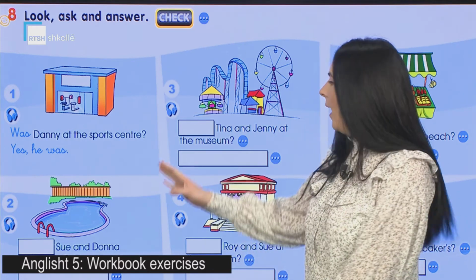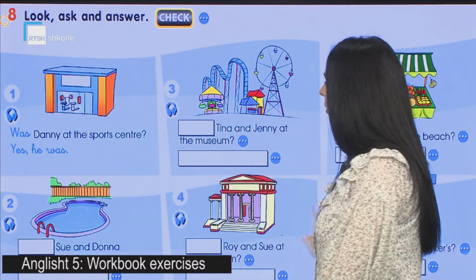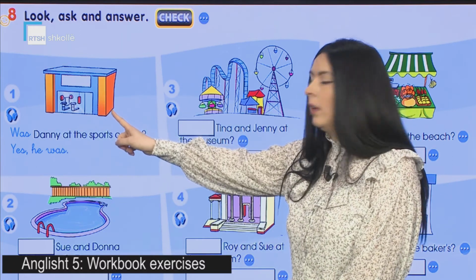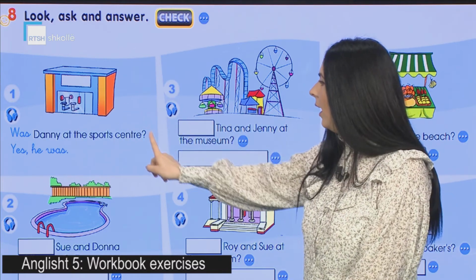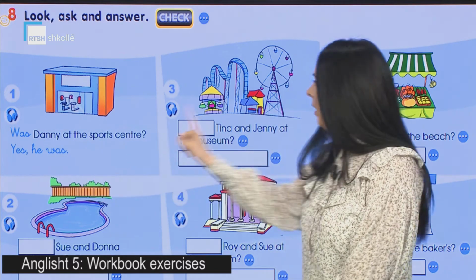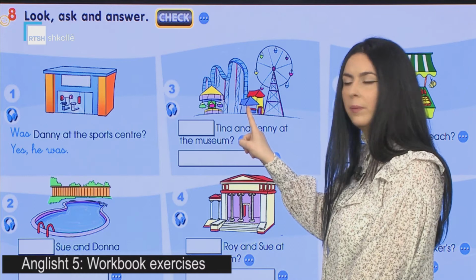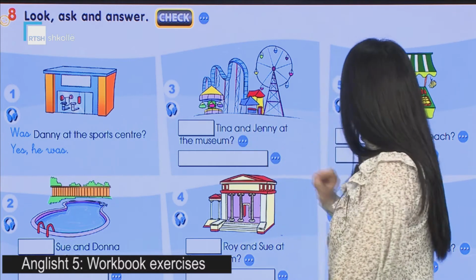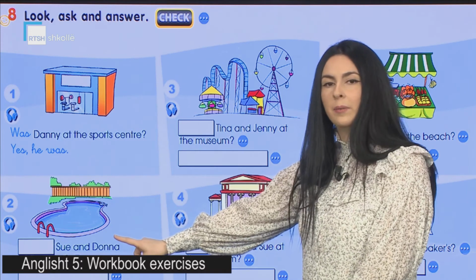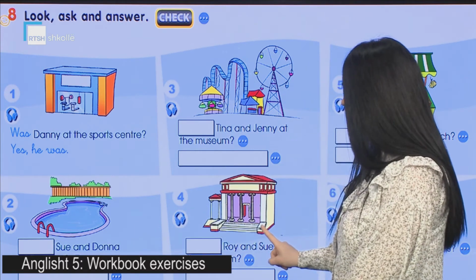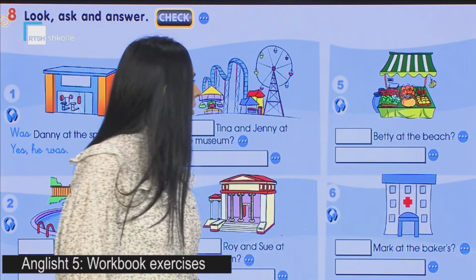Before writing the questions, we are going to see what the pictures are. The first one is a sports center. It is already mentioned and it is already done. The second one, what is it? Can you guess the picture? Think about it. The third one, what is it? Think again. Then, let's see the 2 other pictures, 5 and 6.